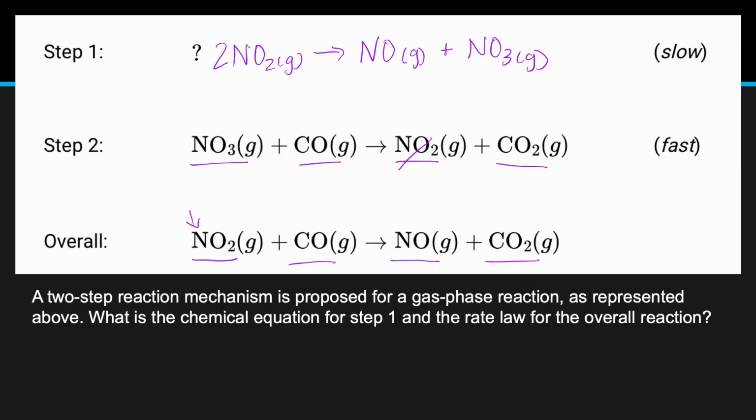Now, because we know step 1 is our slow or rate determining step, that is going to be how we get the rate law. So whenever it wants rate law, again, we do rate equals k times our reactants' concentration. So that is NO2. And since we have 2 of those particles, that is going to be second order. So that is our answer for this question.